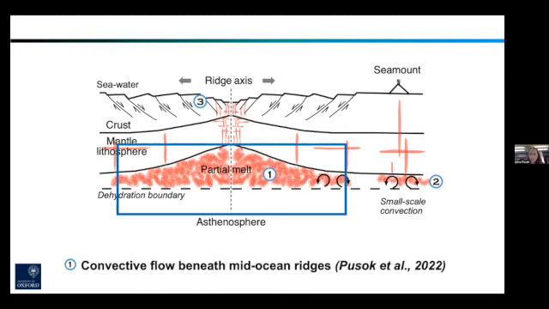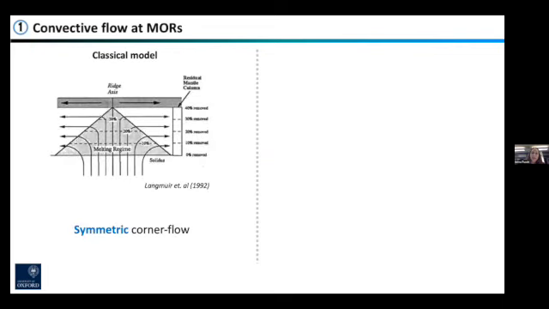So the first application, convective flow beneath mid-ocean ridges. The motivation, again, is about contrasting the classical view versus observations. In the classical view, melt is concentrated in a symmetric and triangular region, and we have a symmetric corner flow.